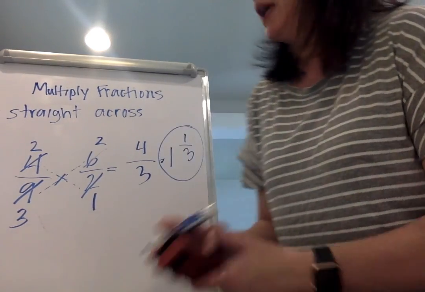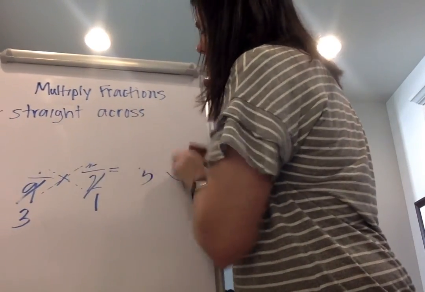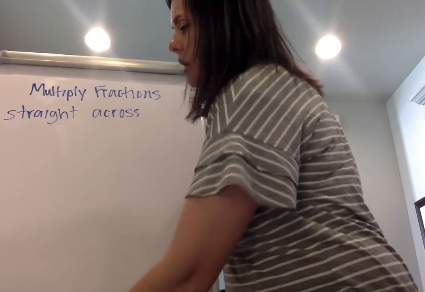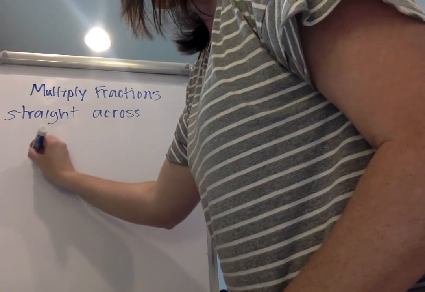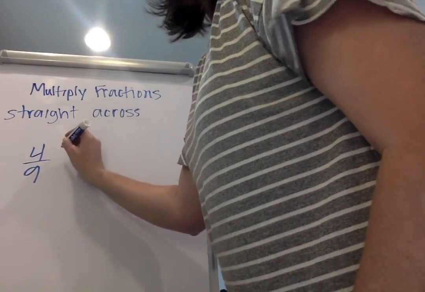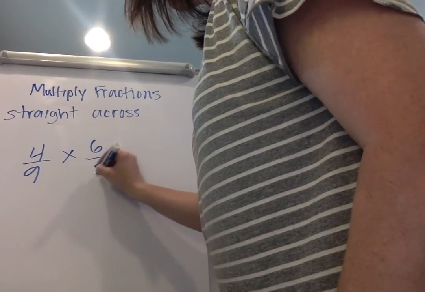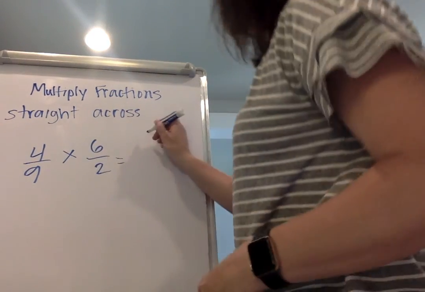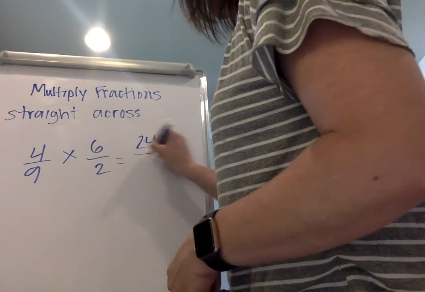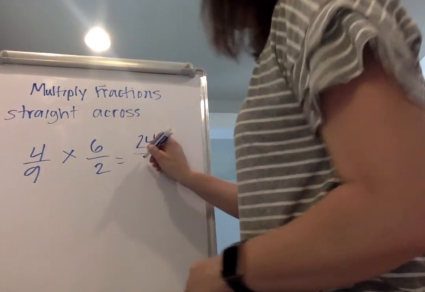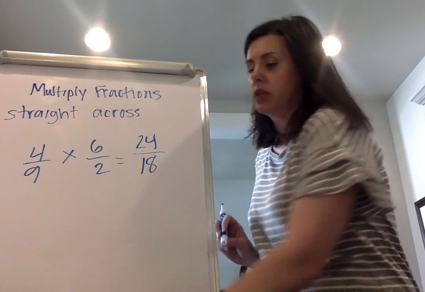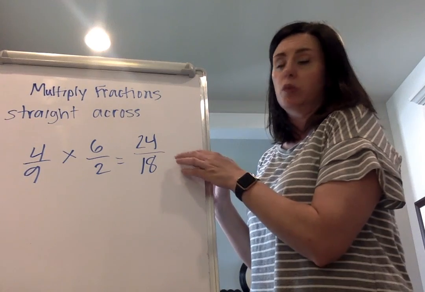So let me try it again. It was 4 ninths times 6 halves. So let's just do it like normal. 4 times 6 is 24. 9 times 2 is 18. Okay, so I can do it without cross-reducing, but now I've just got to do a little more work at the end.